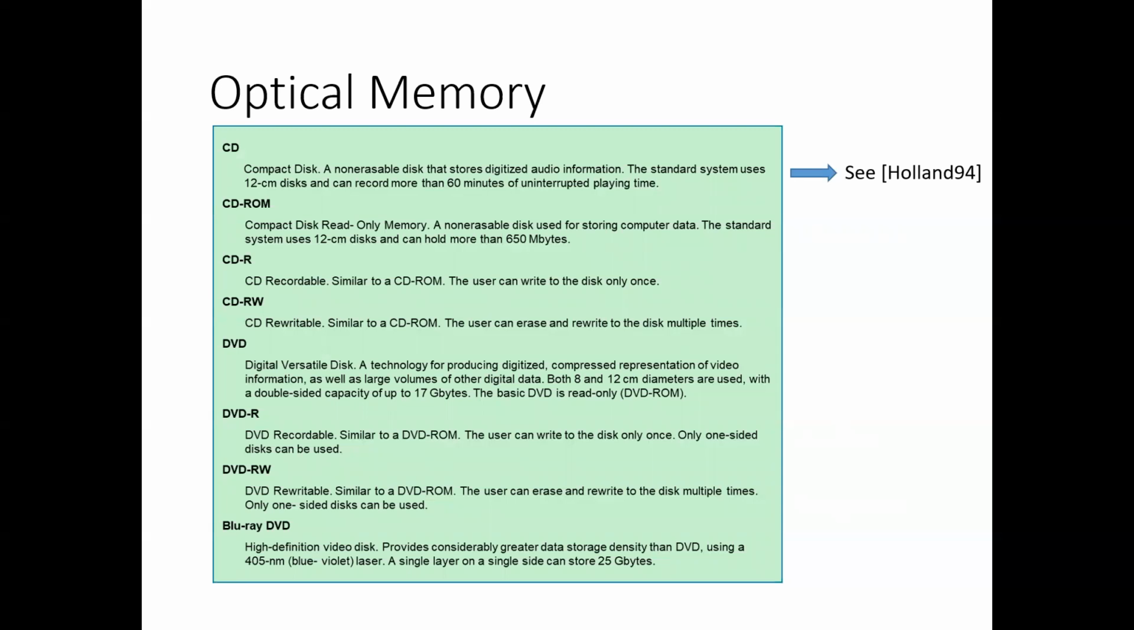Optical memory is another way of storing things externally. You've probably seen these in various forms of CDs and DVDs and Blu-ray. This slide gives you some of the details of those different technologies. CDs are quite common, as are CD-Rs. CD read-write never quite worked as well as it should have. The same with DVD read-write.